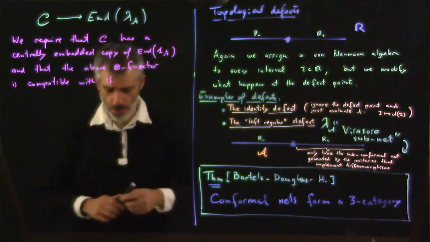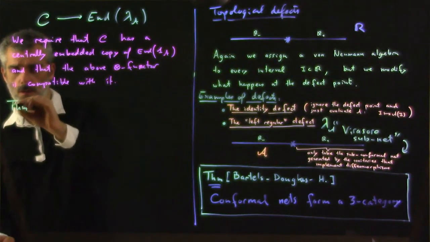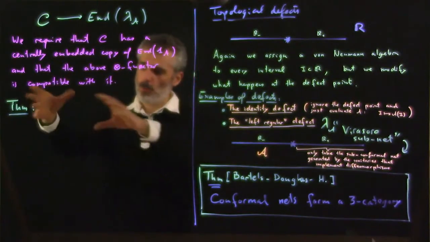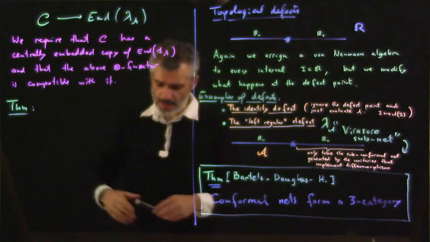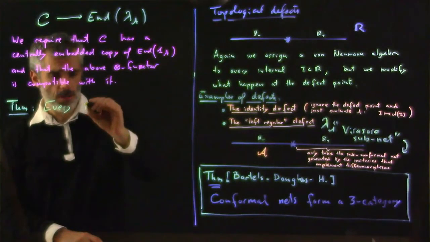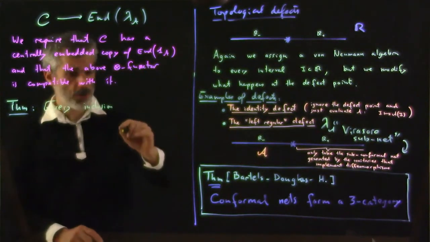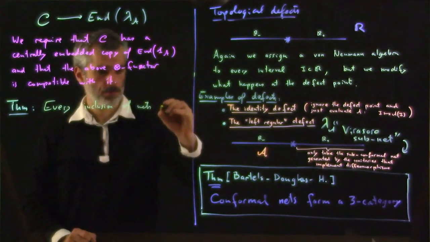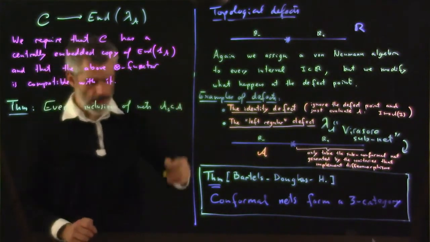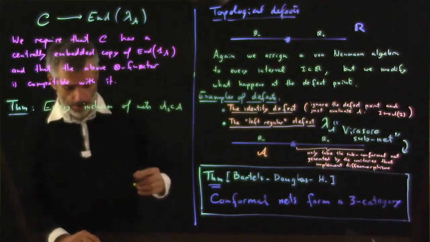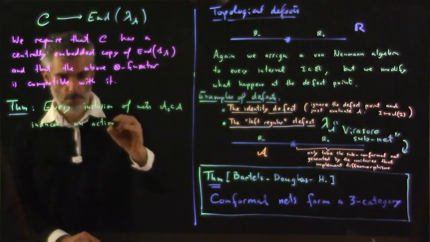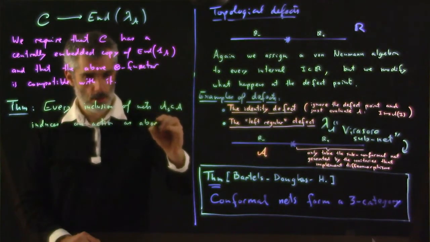And so then we have a theorem, which is, I mean, this is sort of well known in the field, so not due to me, saying that for every inclusion of conformal nets, let's say A sub 1 into A, we have an action as above.